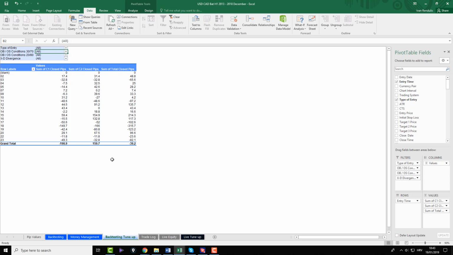Now we are in the backtesting tune-up sheet. First, you know that in trading you can go long or you can go short, so there are two types of entries. I will filter. My first filter was, let's check out how many losers there are and how I can filter my long entries. That's going to be a second part. But okay, let's do this.